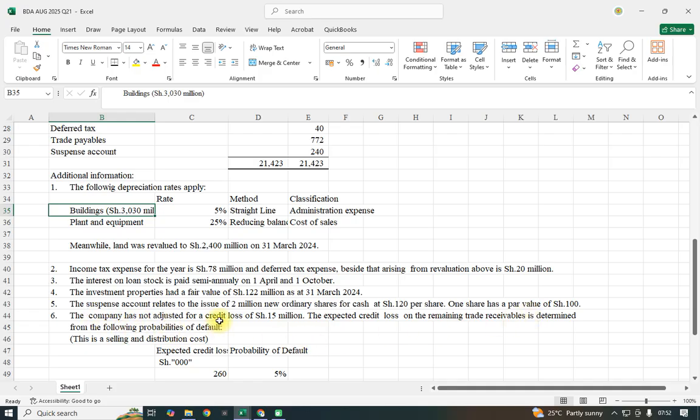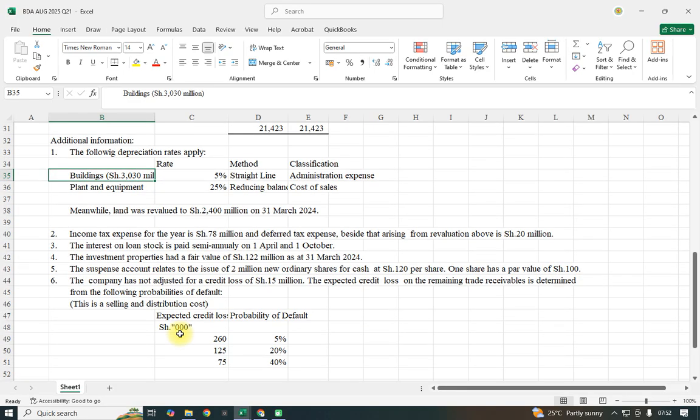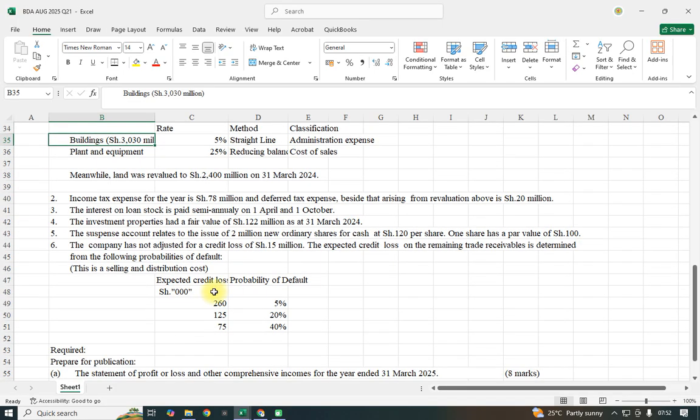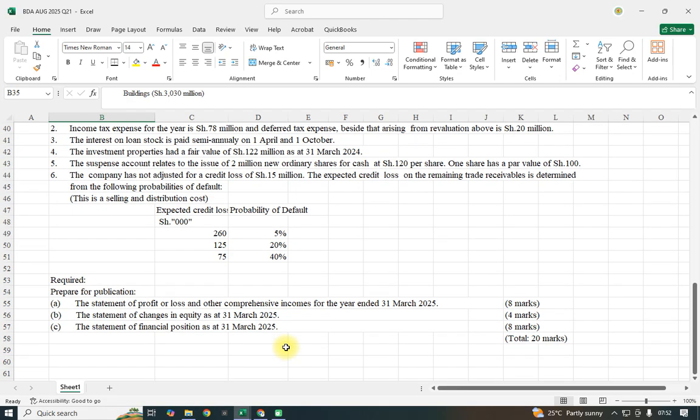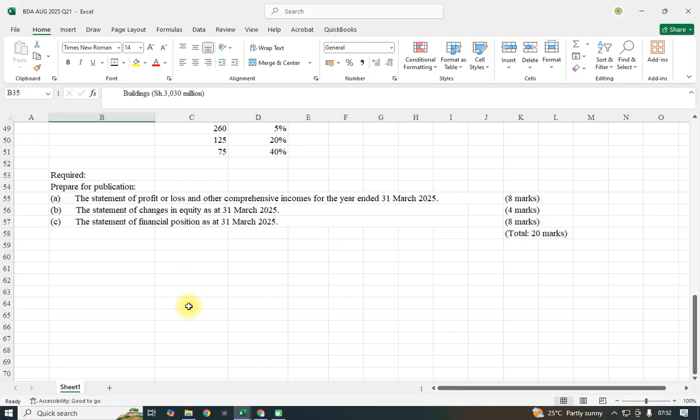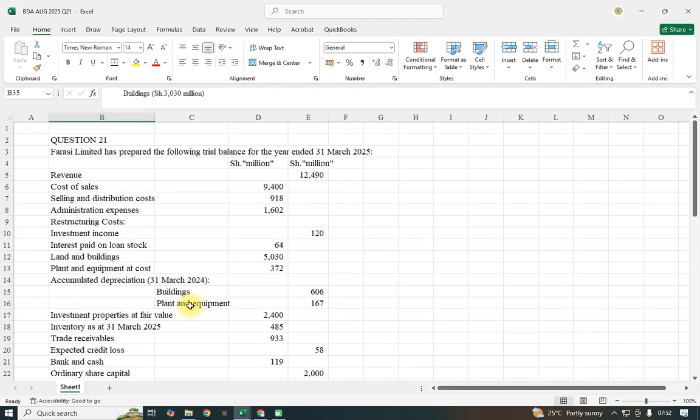The company has not adjusted for credit loss of 15 million. The expected credit loss on the remaining trade receivables is determined from the following probability of default. This is a selling and distribution cost. So you are required to prepare for publication the statement of profit or loss and other comprehensive income for the year ended 1st March 2025, the statement of changes in equity, and the statement of financial position. That is our question that we shall tackle, and this is for Farasi.